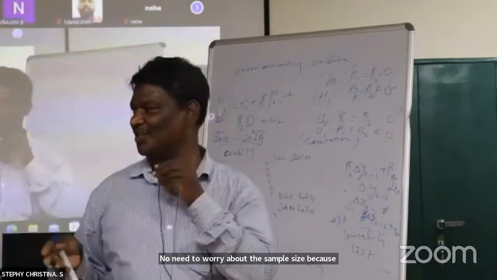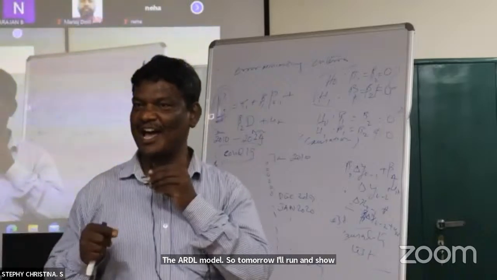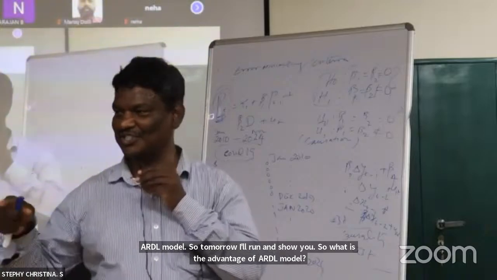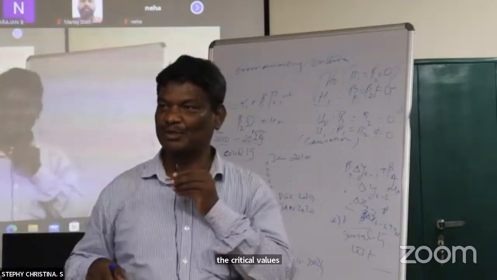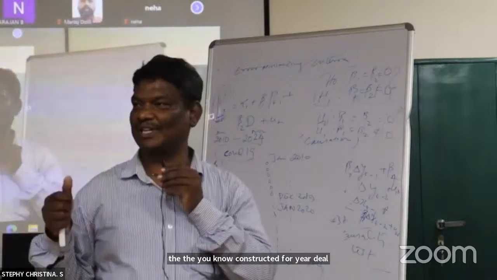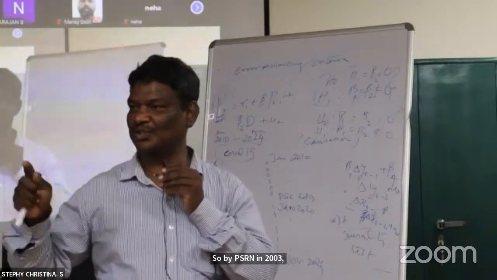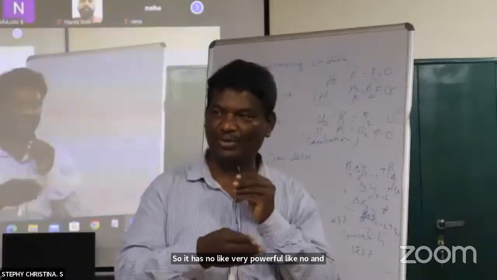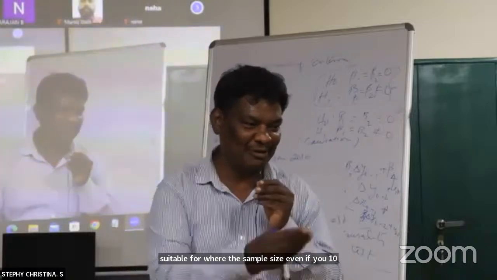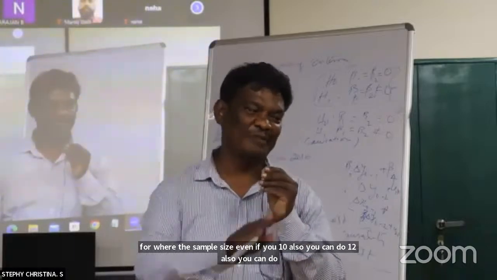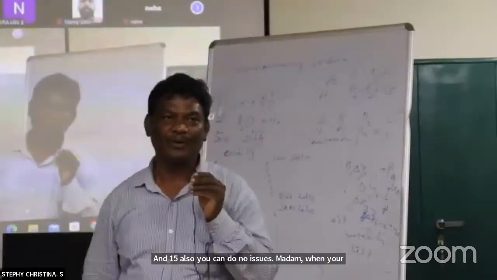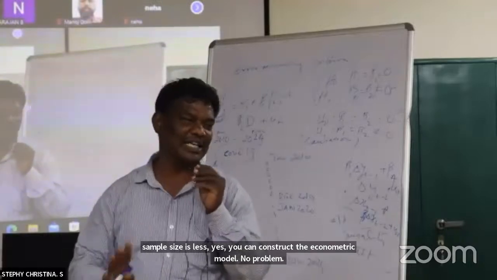Tomorrow I will run it and show you. What is the advantage of the ARDL model? The critical values are constructed for ARDL by Pesaran in 2003. It is very powerful and also suitable where the sample size is small. Even if it is 10, 12, or 15, you can do it, no issues. Madam, when your sample size is small, for this econometric model there is no problem. Don't stick to the VAR minimum of 30.